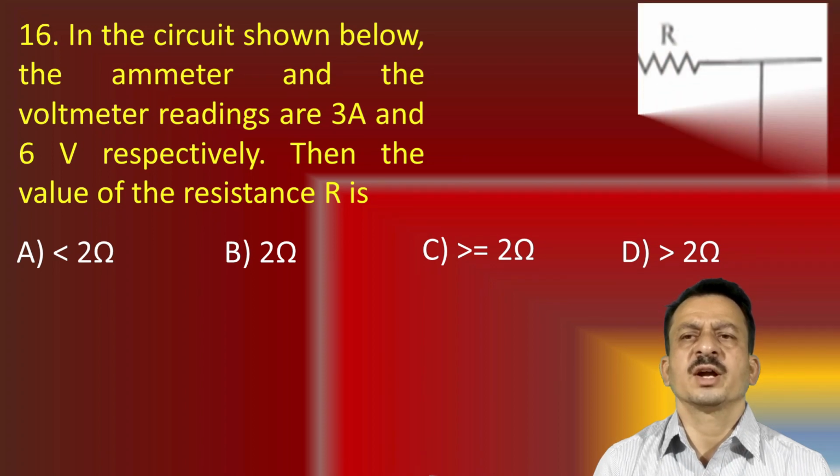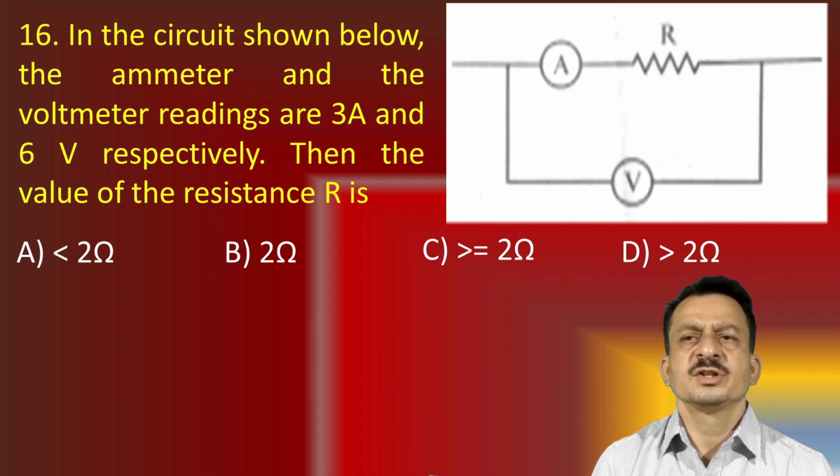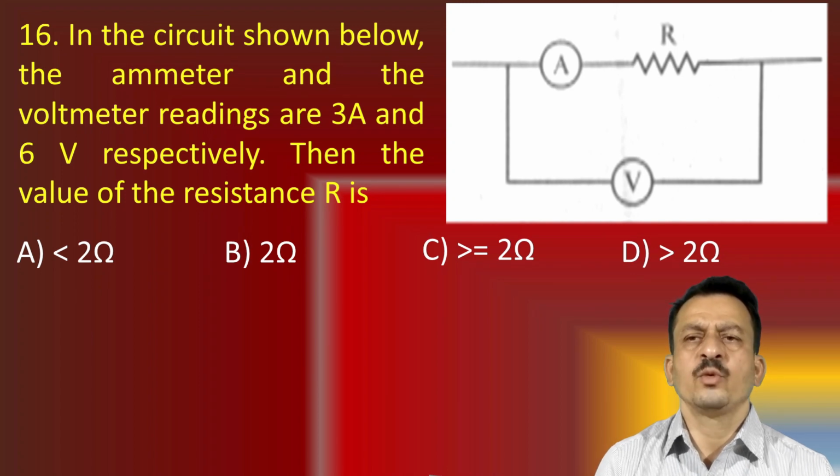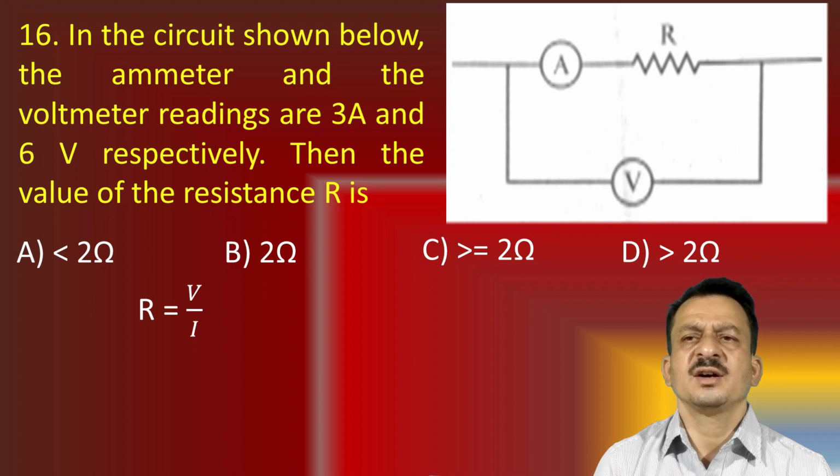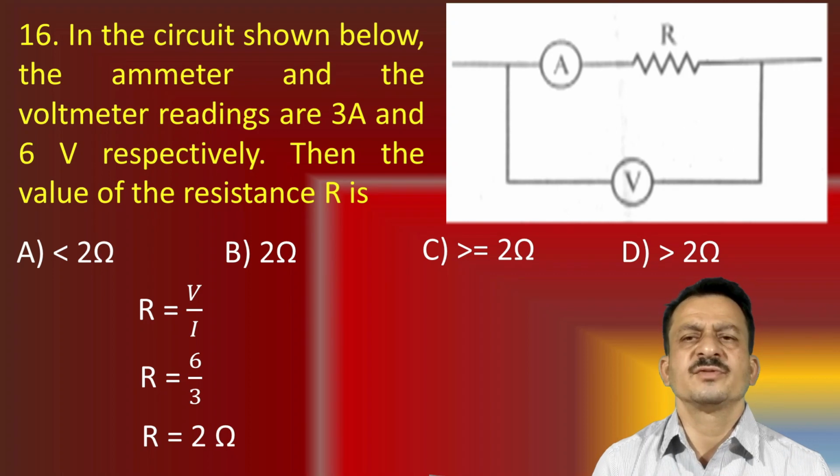Now look at the circuit diagram here. We have this resistor to which an ammeter is connected in series and a voltmeter is connected in parallel. The reading of the ammeter is 3 amps and the voltmeter is 6 volts. Therefore, we have resistance R equal to V by I, a simple formula. V is given, it is 6 volts, so it is 6 by 3. Therefore, it is 2 ohms. Resistance of the conductor is 2 ohms. Therefore, B is the right answer here.